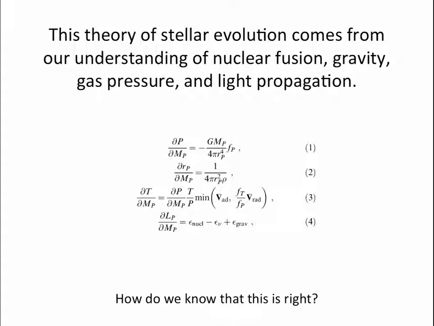The second one tells us about density. The third one tells us about temperature. And the fourth one tells us about nuclear fusion. Combine all those in a computer and you can predict what a star should look like. But again, how do we know this is right?